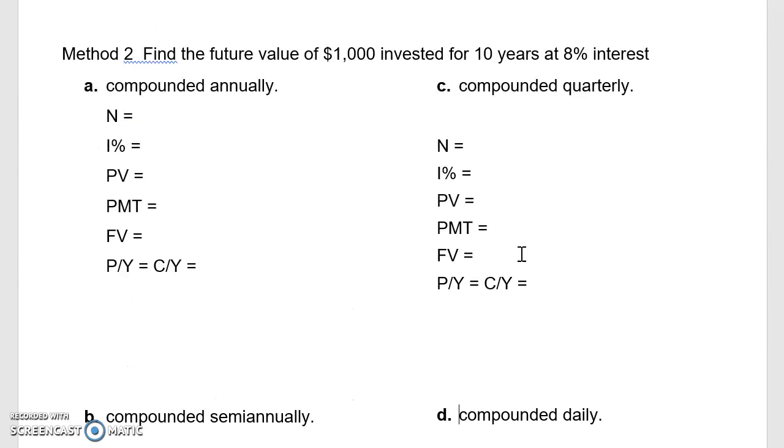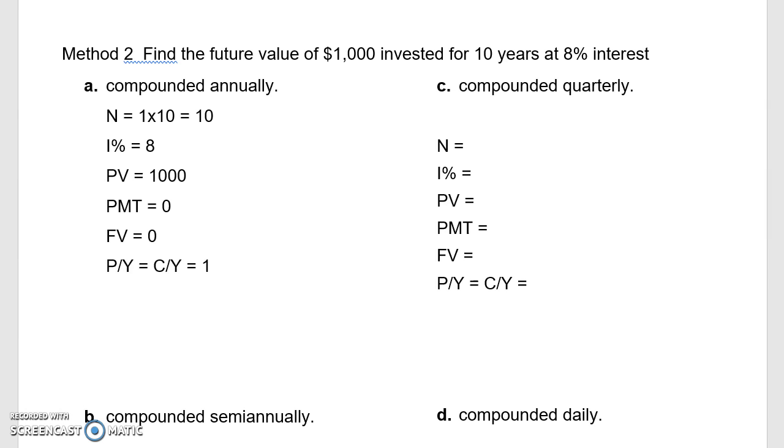So when we're finding the future value of $1,000 for 10 years at 8% interest, our N is annual compoundments 1 times 10. And when we type that into our calculators, it will return 10. Our I% is 8, and our PV is our $1,000 investment. There is no payment. We don't know the future value, and the PY/CY should both be 1 for annual compoundments.